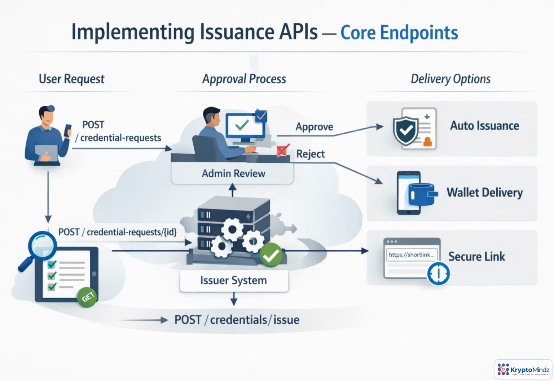A practical issuance API separates the request lifecycle from the signing step. A user creates a credential request, receives a stable request ID, and can check status as it moves through pending, approved, issued, rejected, or failed. In approval-based flows, admins review the request before calling the internal issue endpoint. After signing, delivery can be direct, wallet-based, or handled through a short-lived secure link. Keep responses predictable with clear status values and error codes.